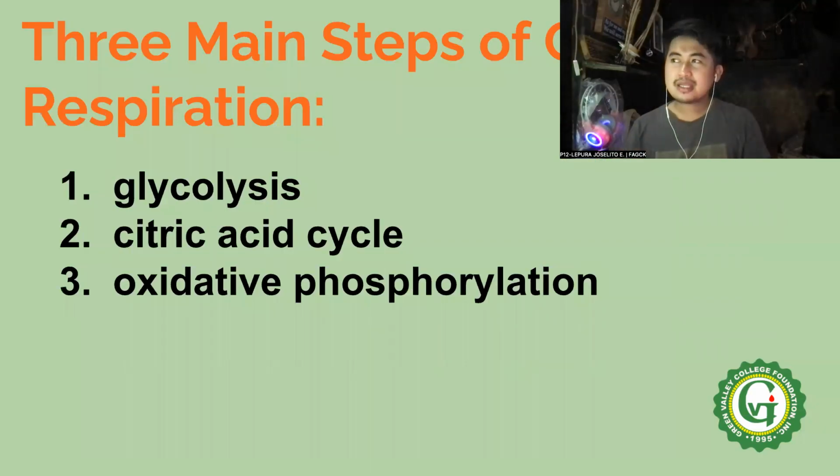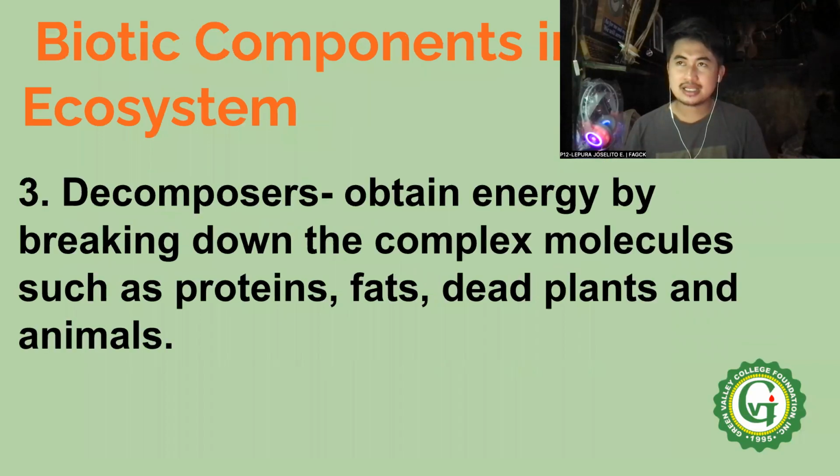Next, there are 3 main steps of cellular respiration. I don't want you to dig further about this, just memorize glycolysis, your citric acid cycle, and your oxidative phosphorylation. Now, number 3, biotic component in the ecosystem is your decomposers.